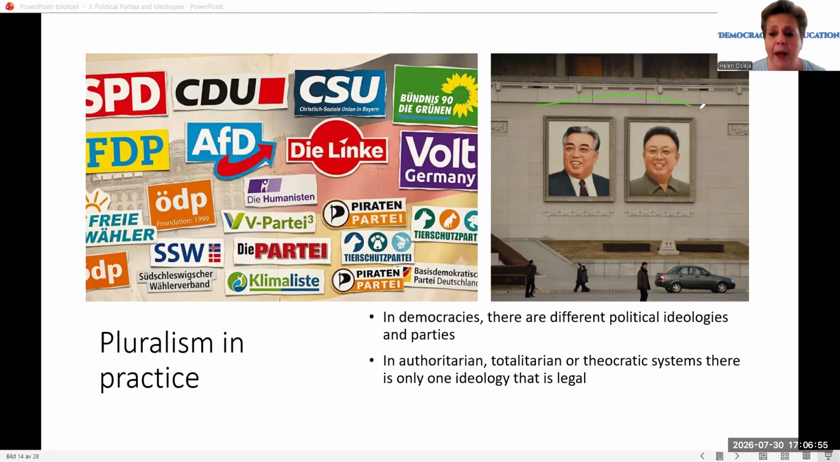Whereas in North Korea, you have one political party, one ideology, and one leader that is seen as a semi-god. So then, while in democracies there are different political ideologies and parties, in authoritarian, totalitarian, or theocratic systems, there is only one ideology that is legal. There is no opposition. There is dissidence, which, as a matter of fact, is illegal.